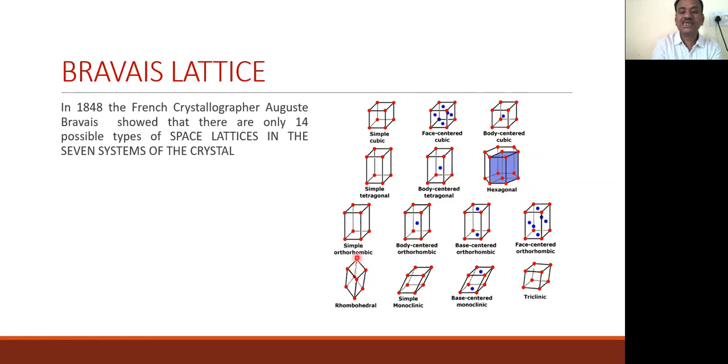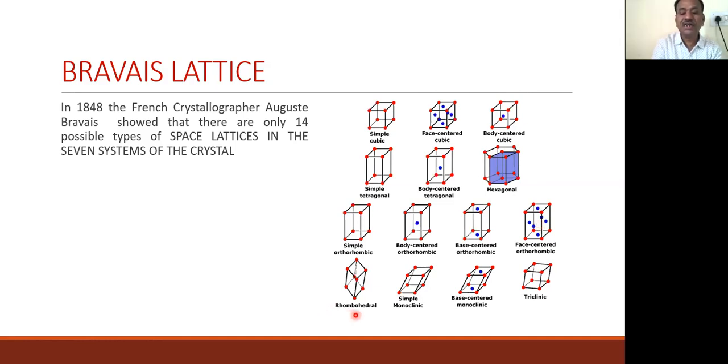Next, come to the orthorhombic. In the orthorhombic, there are 4 categories. One is simple, body centered, base centered, and face centered. You see, in the orthorhombic, all 4 are present: simple, body centered, base centered, and face centered.